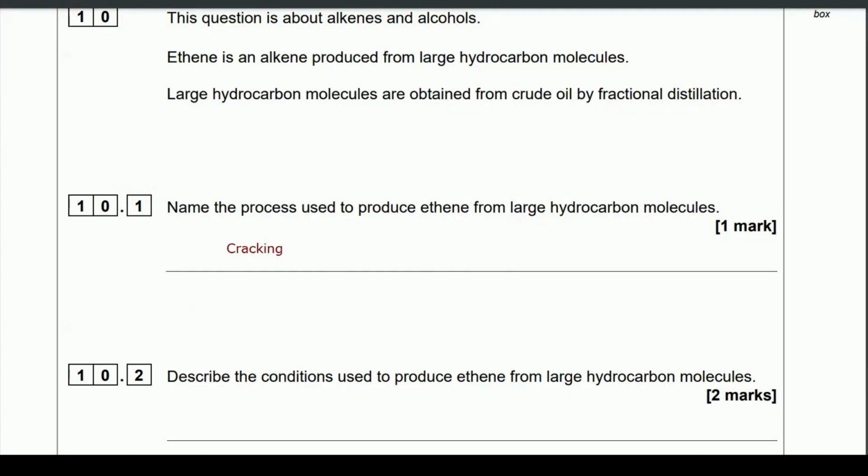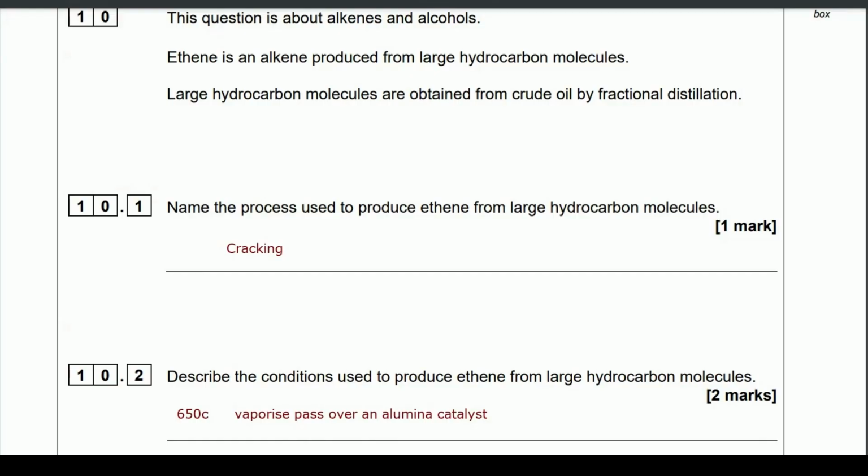And we're now asked to describe the conditions used to produce ethene from large hydrocarbon molecules. So you normally need a very high temperature. So we're going to need high temperature. I don't know, let's go 650 degrees, vaporize, pass over an alumina catalyst. Now, there's loads of different catalysts you can say. So I want to vaporize it. So I'm going for 650 degrees. And then once the hydrocarbon is vaporized, you pass it over an alumina catalyst.